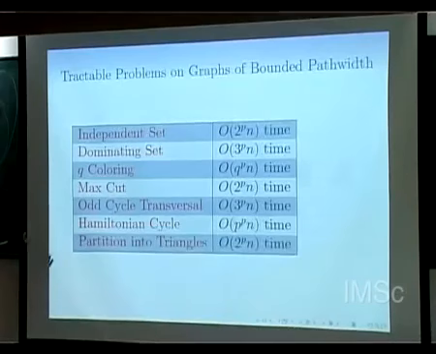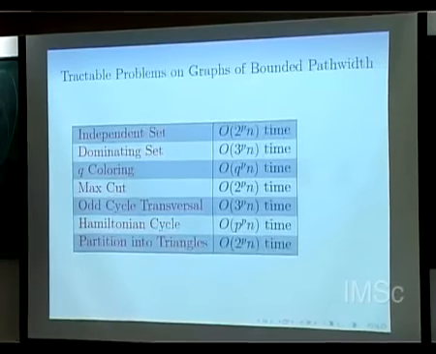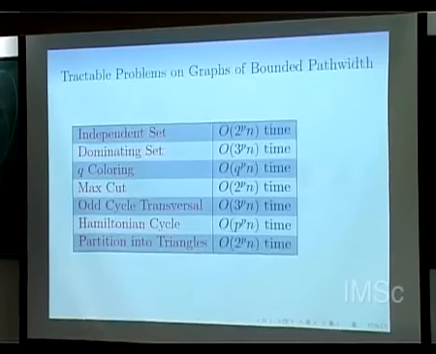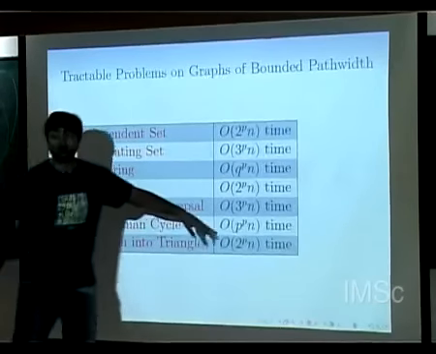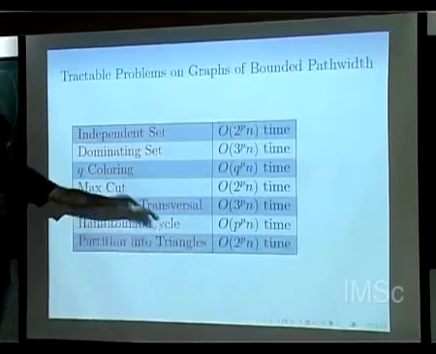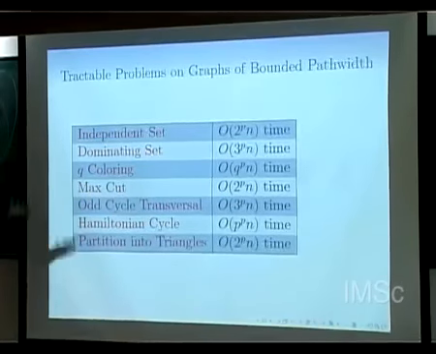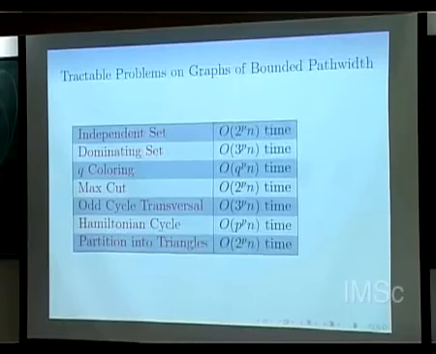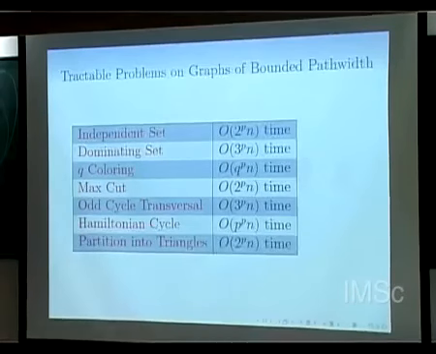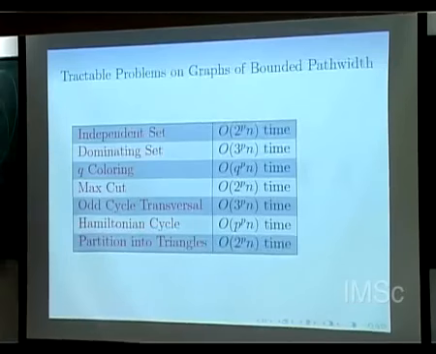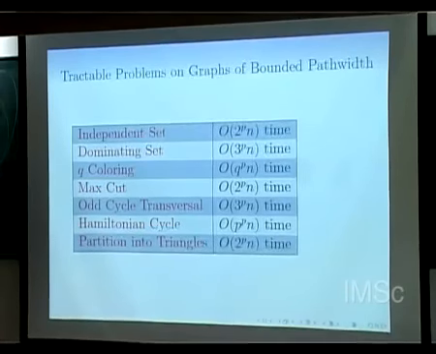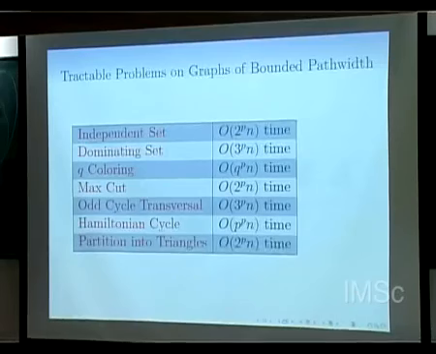You can do odd cycle transversal in 3 power root n. If you can find a Hamiltonian cycle of this graph, you can test whether the graph has a Hamiltonian cycle or not in time 2 power root n, right? So that is a bit more hard to do. And if you want to see whether a graph can be partitioned into triangles or not, you can do it in 2 power root n time. So just to tell you, the independent set example was just one illustrative example, but there are many other problems which can be solved by doing something very similar to what I was trying to do before.